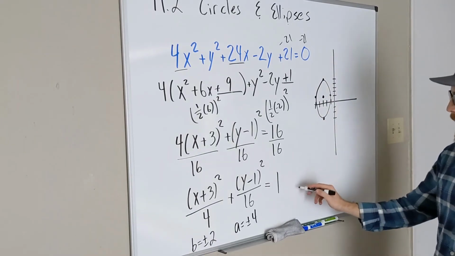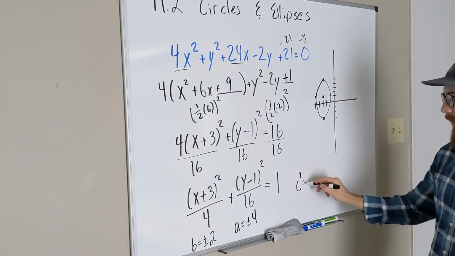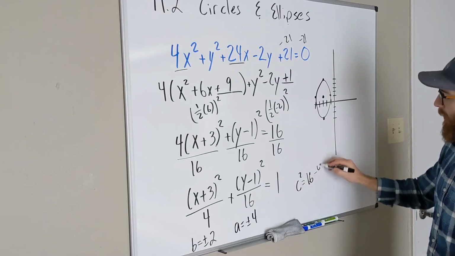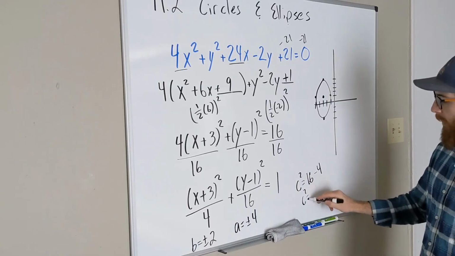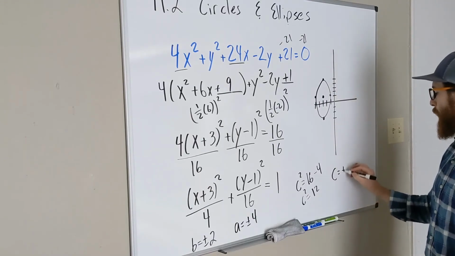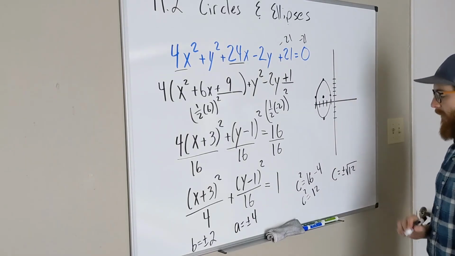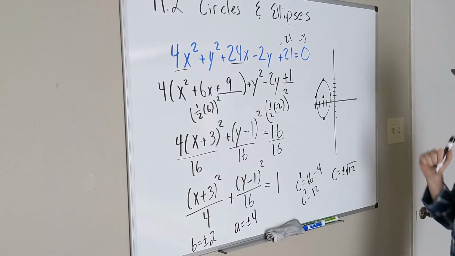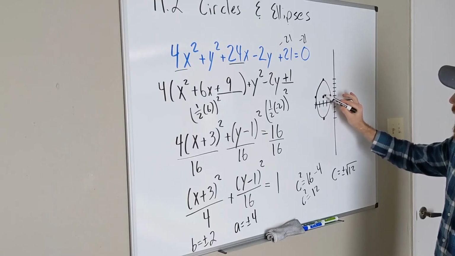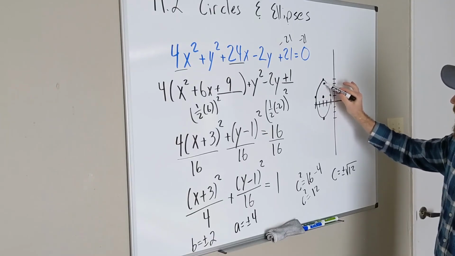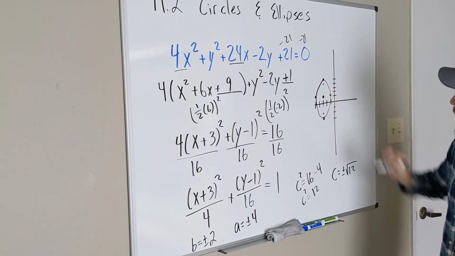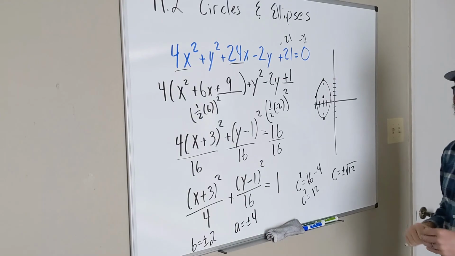Now, if I want to find the foci, c squared equals a squared, 16, minus b squared, minus 4. So c squared equals 12. So c is equal to plus or minus the square root of 12. Well, the square root of 12 is more than 3. So I'm going to go up 1, 2, 3, and a little bit. 1, 2, 3, and a little bit. And so there would be our 2 foci.